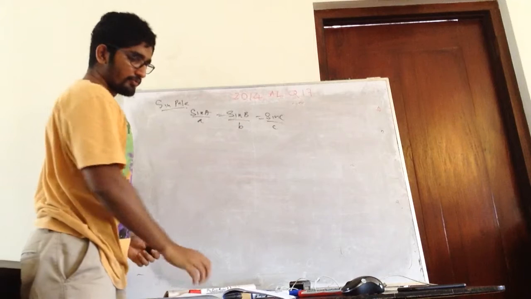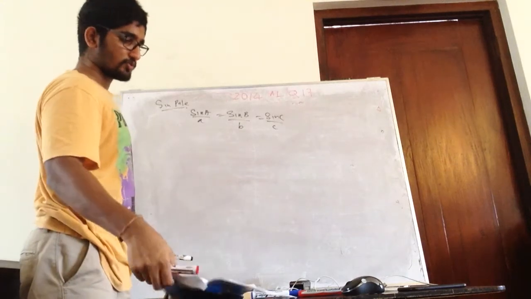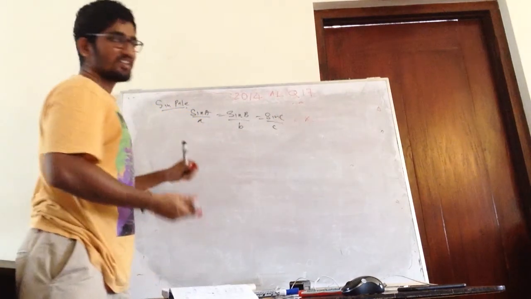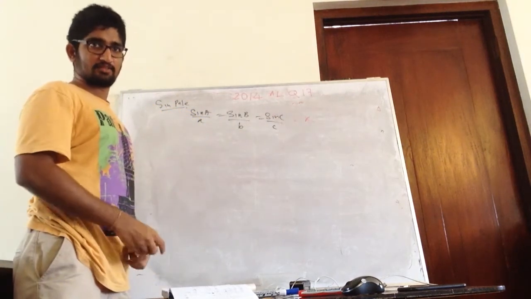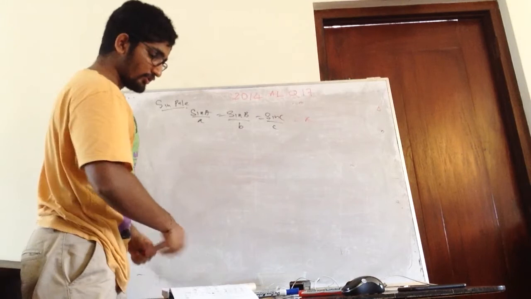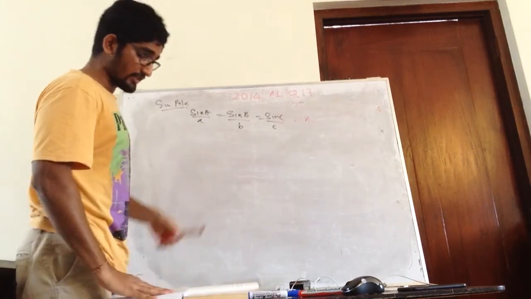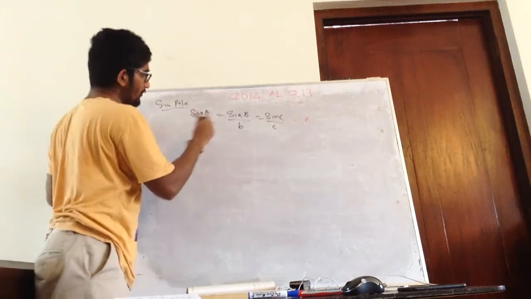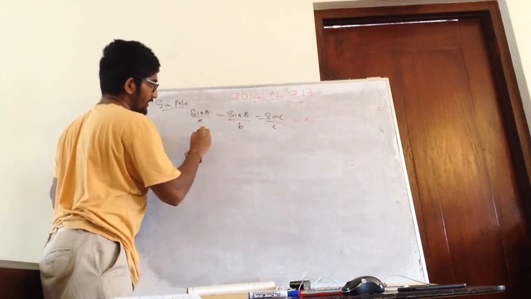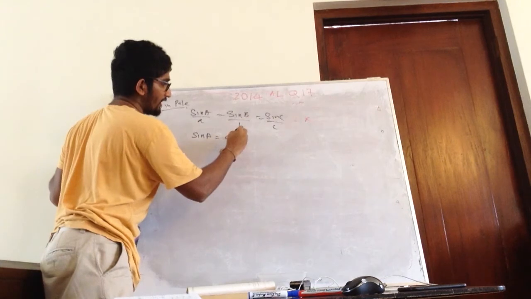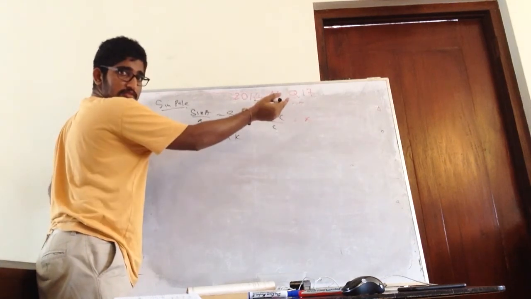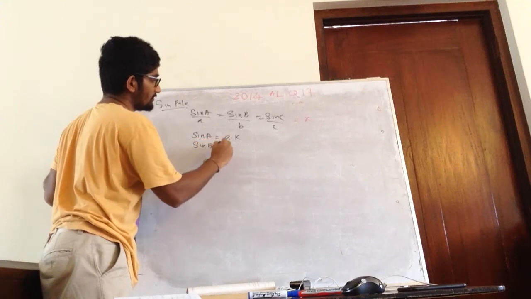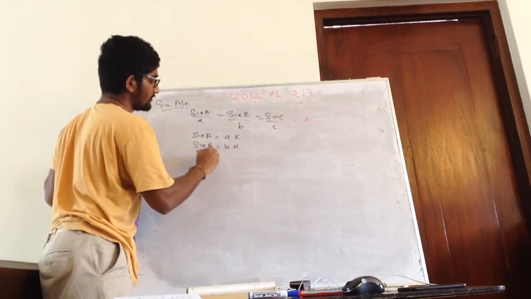So what I'm going to do is I'm going to set this equal to k. That is just to make the sum easy. So then this is basically the sine rule. Now I'm going to write this down as sine A equals ak. Correct? Just cross multiply. Sine B equals bk. Sine C is going to equal ck.